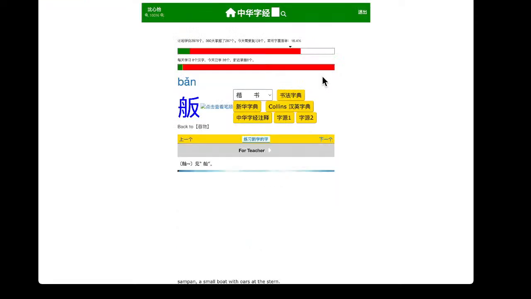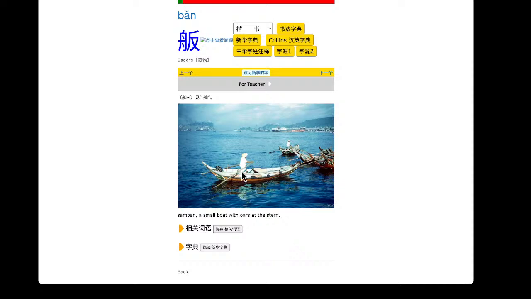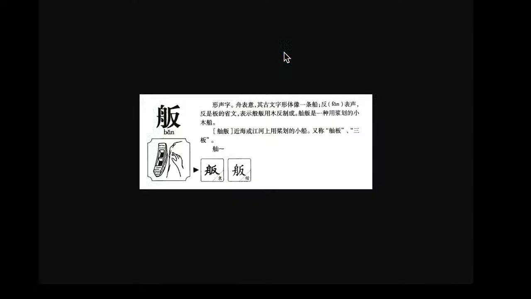Our last character for the day is Ban. This character goes together with this one, which is Shan. Shanban. Shanban is this sort of boat, which in English we just call sampan, because it's the same thing. I guess you didn't have those, so they just use the Chinese word and they anglicize it. It's these little boats that have oars in the back, and you sort of, you know, that's literally just what's in the picture.